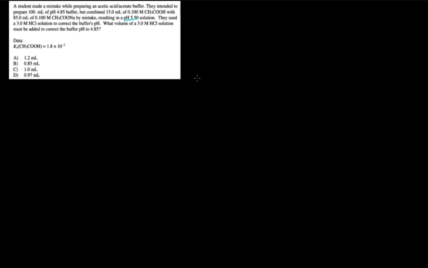They used a 3 molar HCl solution to correct the buffer's pH. What volume of 3 molar HCl solution must be added to correct the buffer pH to 4.85? And what they've given us is the Ka of acetic acid, and these are our four options. So we need to figure out a way to pretty much get rid of some of the acetate using HCl so that the pH goes down and we make more acetic acid.